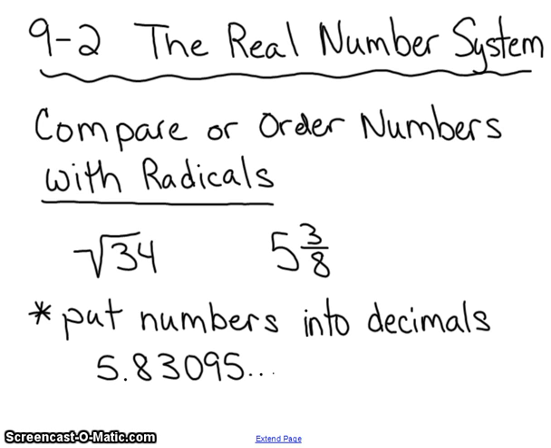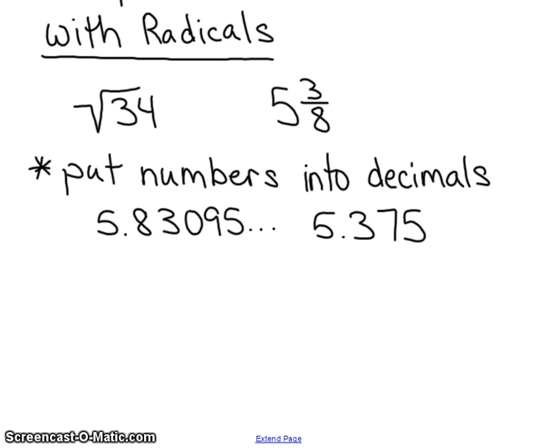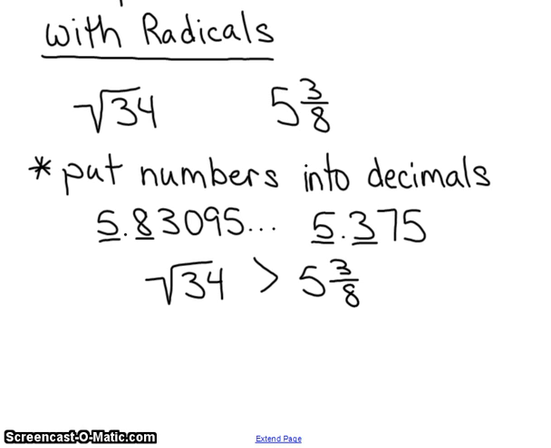You don't need to write every number down, just enough so that we can compare. 5 3/8, on the other hand, we again could type it into the calculator, 3 divided by 8 to get our decimal portion, and we get 5.375. Now to compare them, we just look place value by place value. The first place value is a 5 in each one. Then we go over and we have an 8 and a 3. Obviously our 8 is bigger, so that means the square root of 34 is greater than 5 3/8.